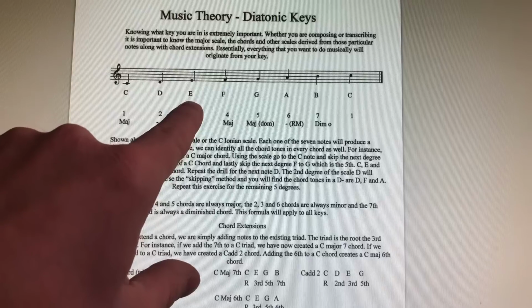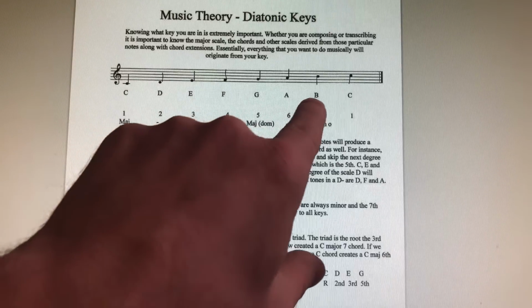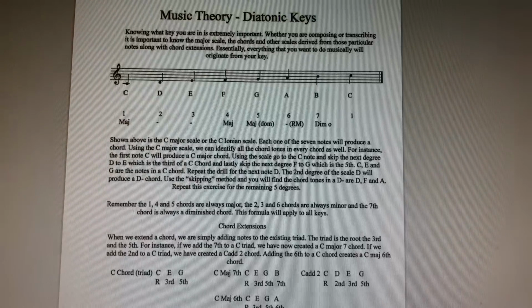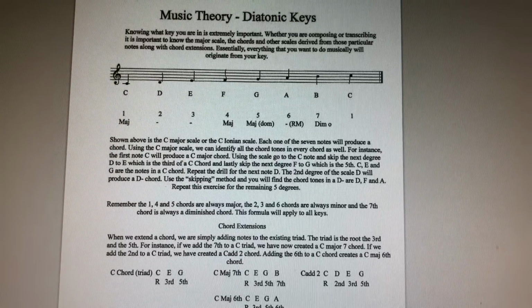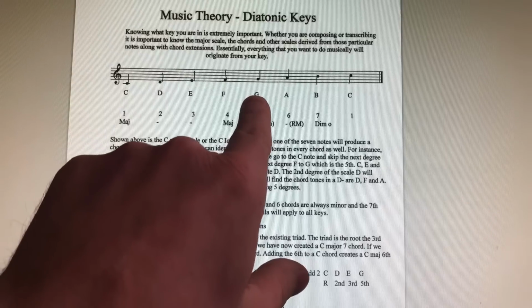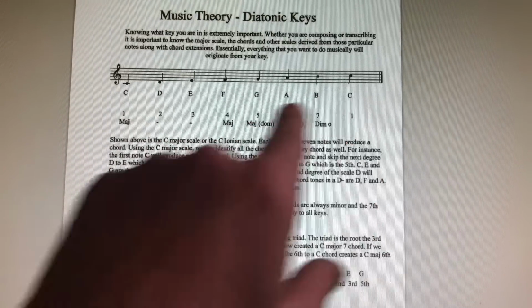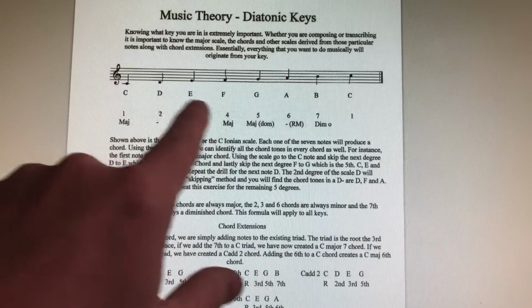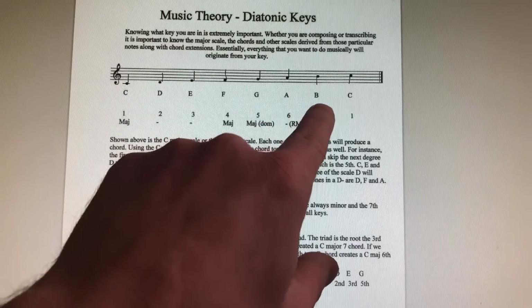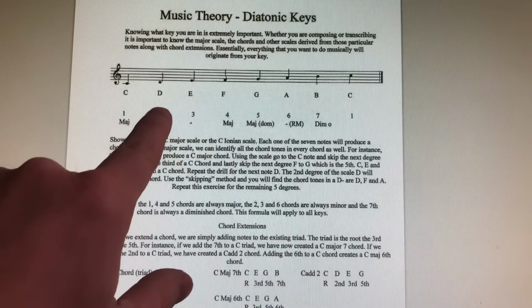The E minor chord is E, G, and B. So we're skipping every other note of the scale in order to arrive at what the chord tones are. You want to know what's in a G chord? G, skip A to B, skip over C to, we're back here to D. So in a G chord, you have a G, a B is the 3rd, and a D.